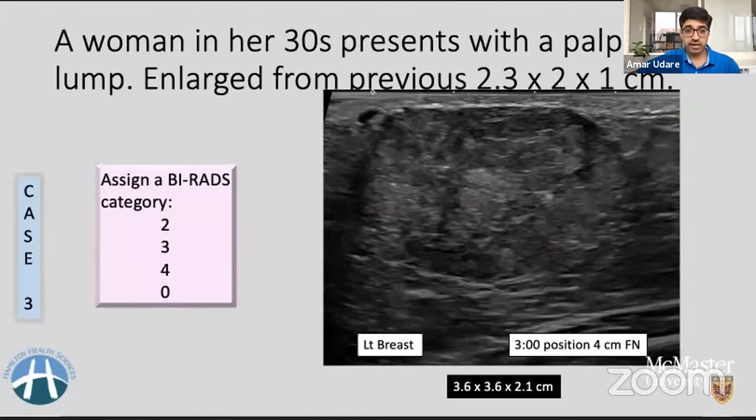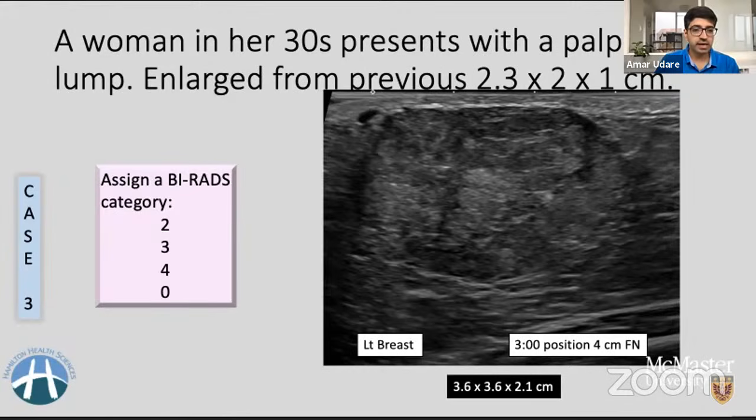So let's look at the next case, which is the third case. A woman in her 30s presents with a palpable lump and it has enlarged from the previous size of 2.3 by 2 by 1 centimeter. The current size is given on this image, which is 3.6 by 3.6 by 2.1 centimeter. So again, look at the annotations. I'm annotating it as left breast, 3 o'clock position, 4 centimeter from the nipple.